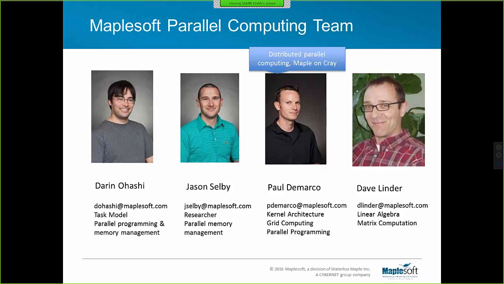And finally, Paul DeMarco is an expert on distributed computing, and he's responsible for our grid computing initiative. He's also responsible for our relationship with the SharkNet project, which I'll mention later. In the last couple of years, he's also deployed Maple on a crazy computer with 16,000 nodes.